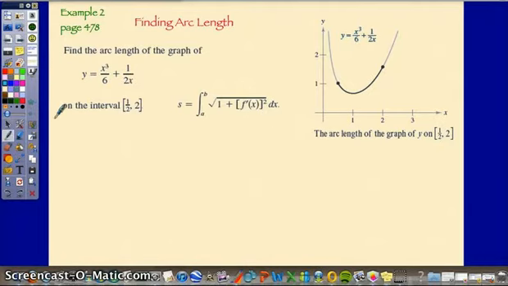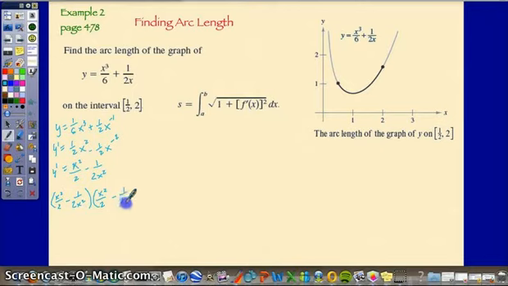We'll start with the fact that this can be rewritten as y equals 1/6 x cubed plus 1/2 x to the negative 1, which means y prime is equal to 1/2 x squared minus 1/2 x to the negative 2, which we'll write as x squared over 2 minus 1 over 2x squared. Now notice this derivative is squared in the integrand, so I'm going to do that here. You have to write it down twice and FOIL it, of course.